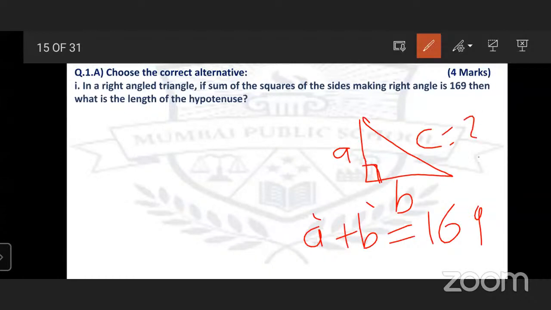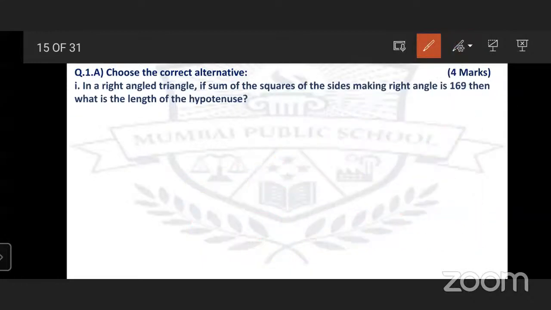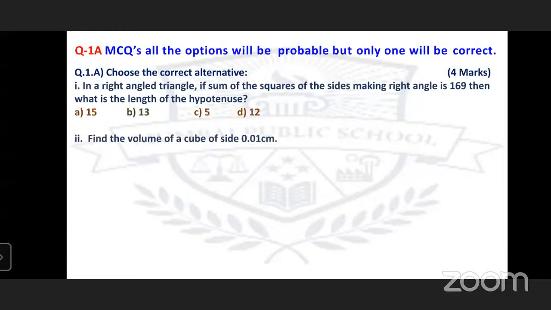Now, applying the Pythagoras theorem here, we write A square plus B square is equal to C square. So 169 is equal to C square, and take the square root of 169. So C is equal to 30. That means the correct answer is 30. So options are 15, 13, 5 and 12. So the correct answer is 30. Okay. Now next question. Question number 2.